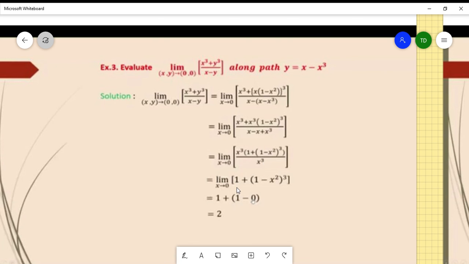So ultimately we have the function in hand as 1 plus (1 minus x square) cube, and to apply the limit as x tends to 0, we are left with simply 1 plus 1, which comes out to be 2. So this is the manner of calculating limits along the given paths. Thank you.